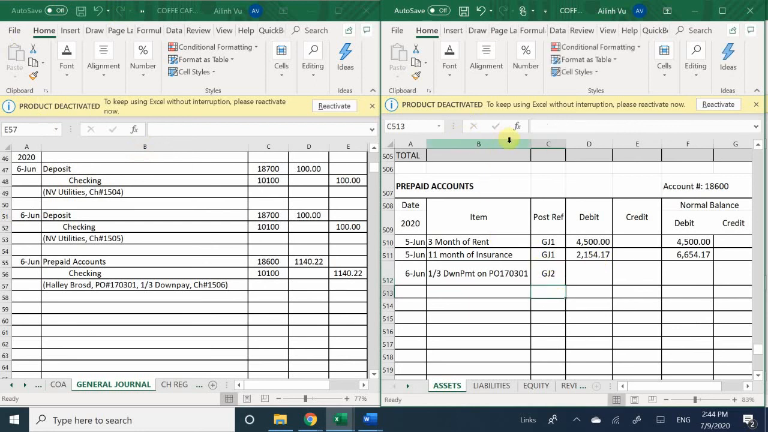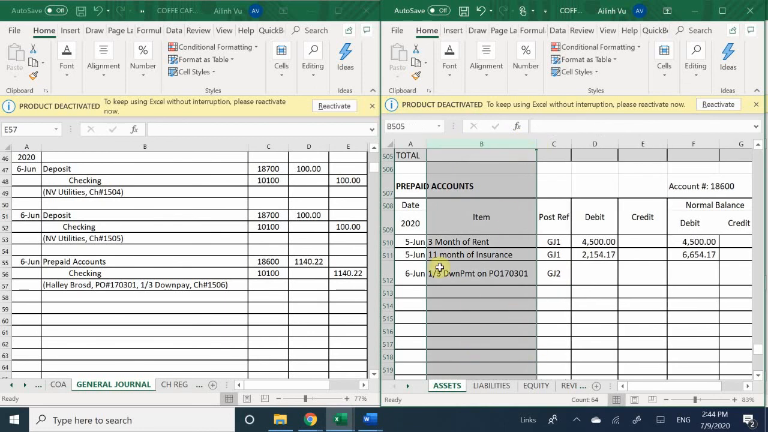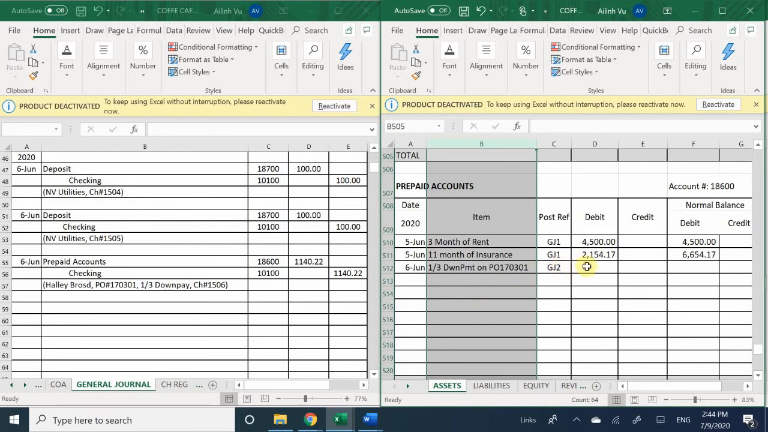GJ2. I'm going to fix my window real quick. Okay. I don't like how that looks. Okay, GJ2. And how much was it for? 1140.22. So therefore, this should be what? What is my new balance in my account? 7794.39.